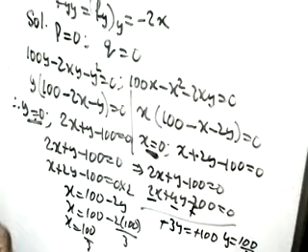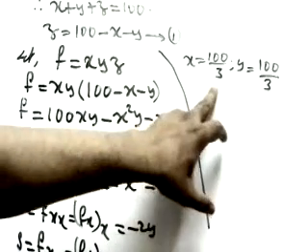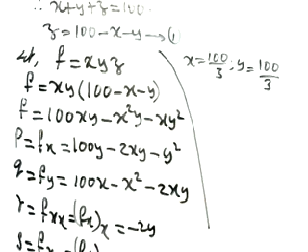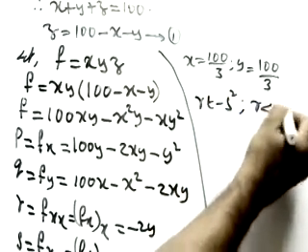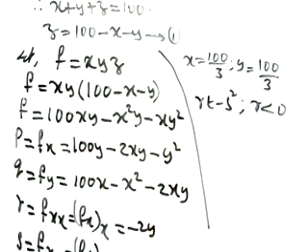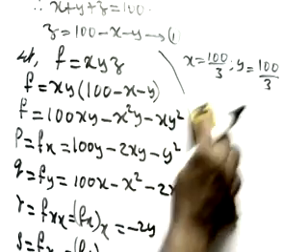Let me continue from the top. So next we got x equals 100 by 3, y equals 100 by 3. Now we have to show the next thing. What is the next thing? RT minus s square for maximum. What is the condition we are having? One condition is RT minus s square greater than 0, and R less than 0. We have to show these two conditions.